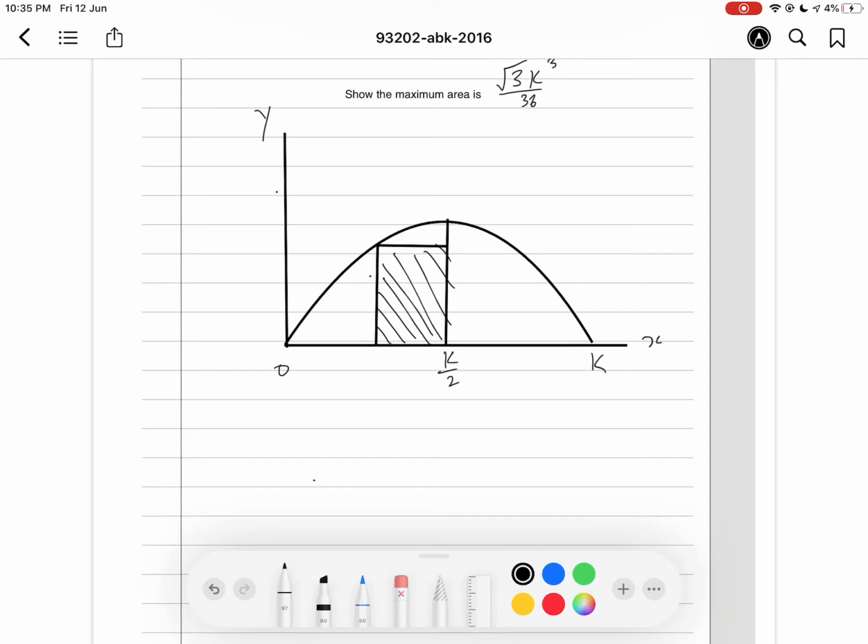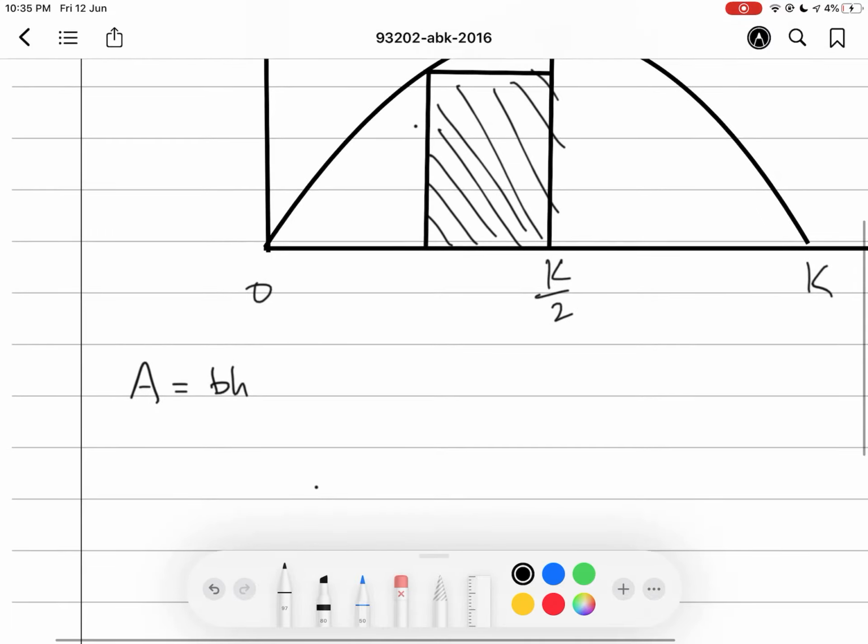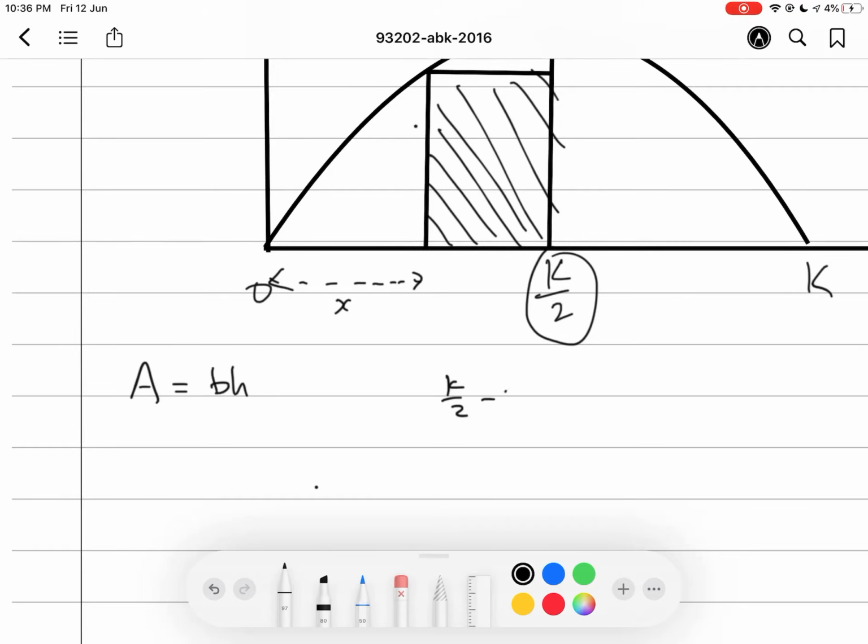For this question, the first thing we want to write down is the area of a rectangle. Let's get the basics done first. Area equals base times height. What is your base? We have the axis at k over 2, and we move x units to the right. This distance is x away from the origin, so k over 2 minus x is this side length here. That will be our base.